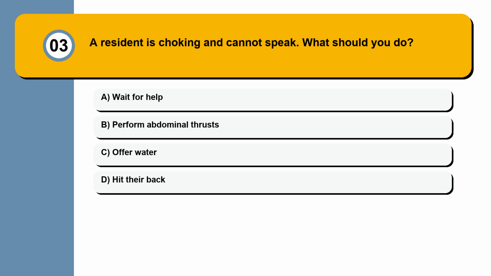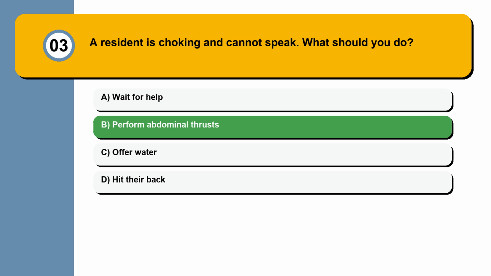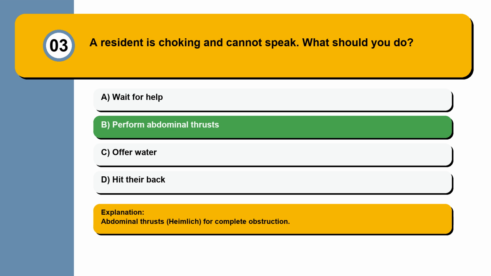Question 3. A resident is choking and cannot speak. What should you do? Wait for help. Perform abdominal thrusts. Offer water. Hit their back. Abdominal thrusts, the Heimlich, for complete obstruction.